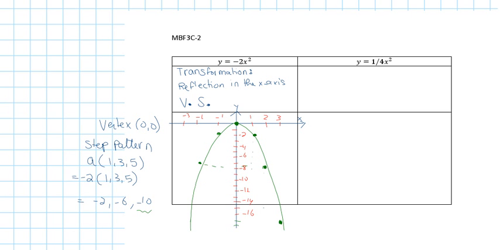So you start at your vertex, and then you do your transformation. You do your step pattern. Okay? So take some time to graph this, and then if you're done graphing this, I want you to list the transformation for us. And then if you can find the vertex and the step pattern.